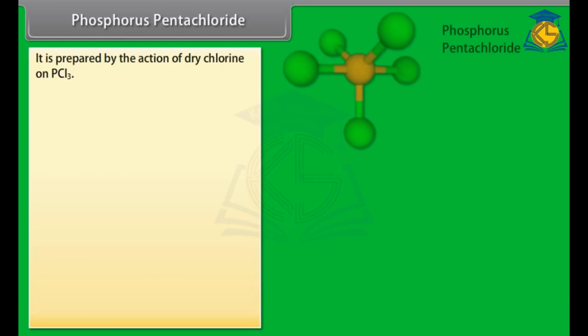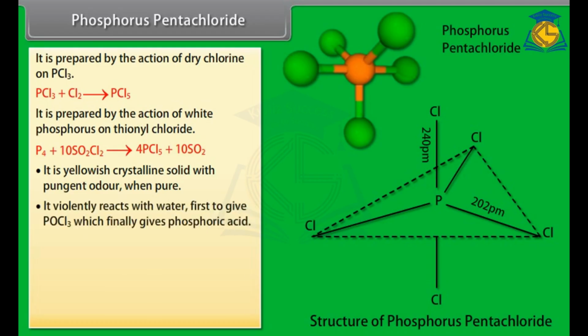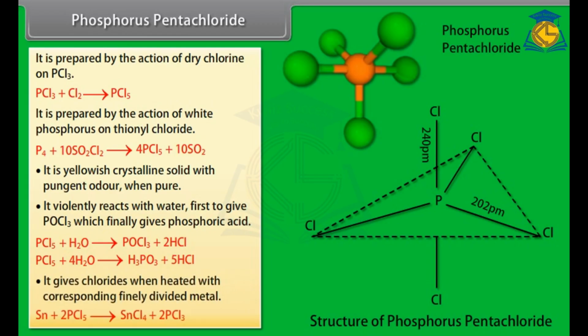Phosphorus pentachloride. It is prepared by the action of dichlorine on PCl3. It is also prepared by the action of white phosphorus on thionyl chloride. It is a yellowish crystalline solid with pungent odor when pure. It violently reacts with water first to give POCl3, which finally gives phosphoric acid. It gives chlorides when heated with corresponding finely divided metal.